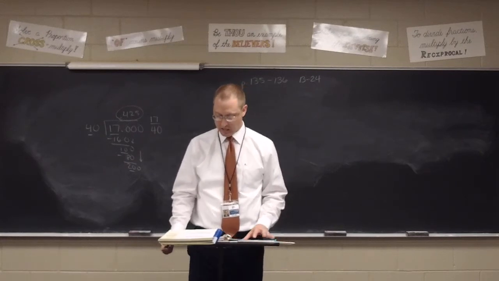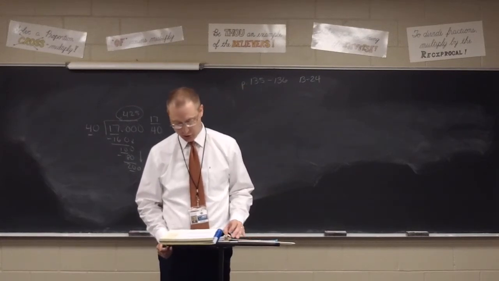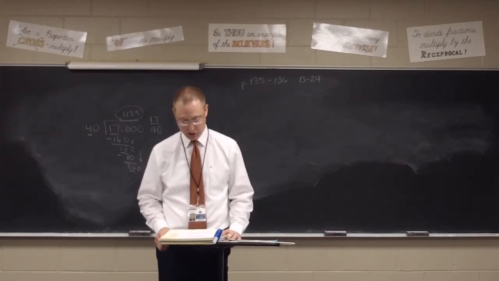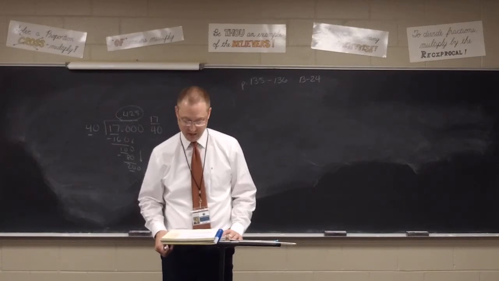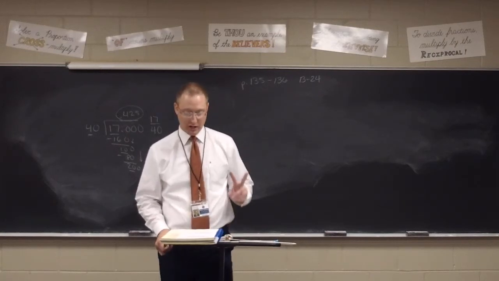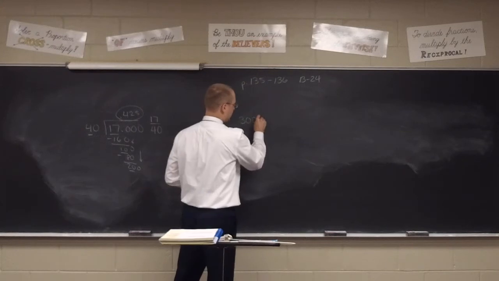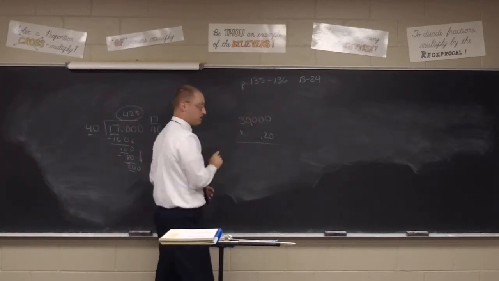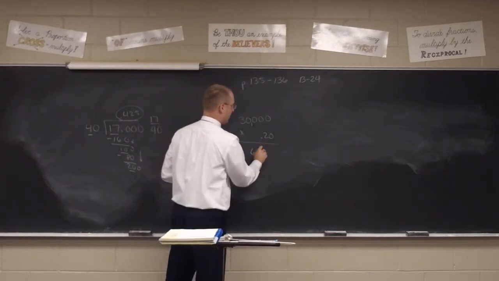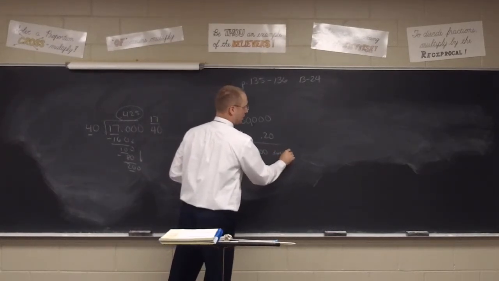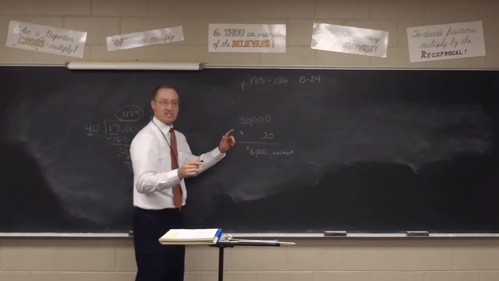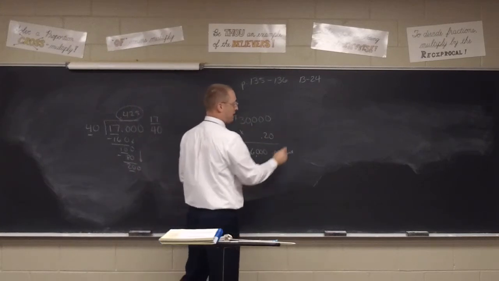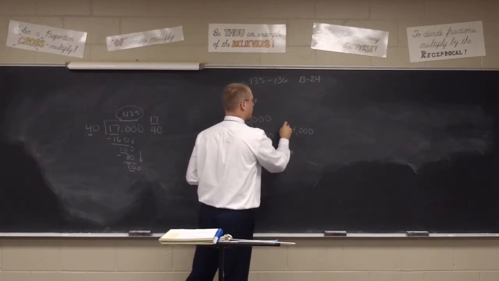Good. Car company gives a 20% employee discount on a truck costing $30,000. That'd be a cheap truck. What does it cost an employee to buy the truck? $24,000. Two ways to do this. You could take the $30,000 and multiply it by 20% or 0.20, right? And that would give you $6,000 discount. That's not how much he pays, that's how much he saves. So you would subtract the $6,000 from the $30,000 to get $24,000. But there's a better way.